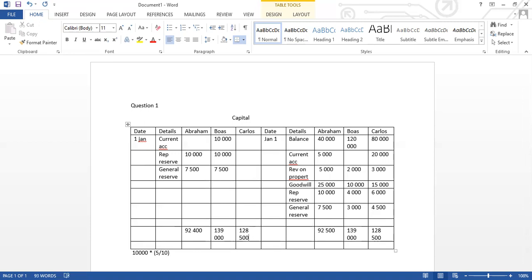So now this is what we need to do. The remaining partners, we balance off their accounts. The retiring partner, we need to close off his account by paying him off. Now the instruction tells us that he will get 10,000. So bank, he will receive 10,000.